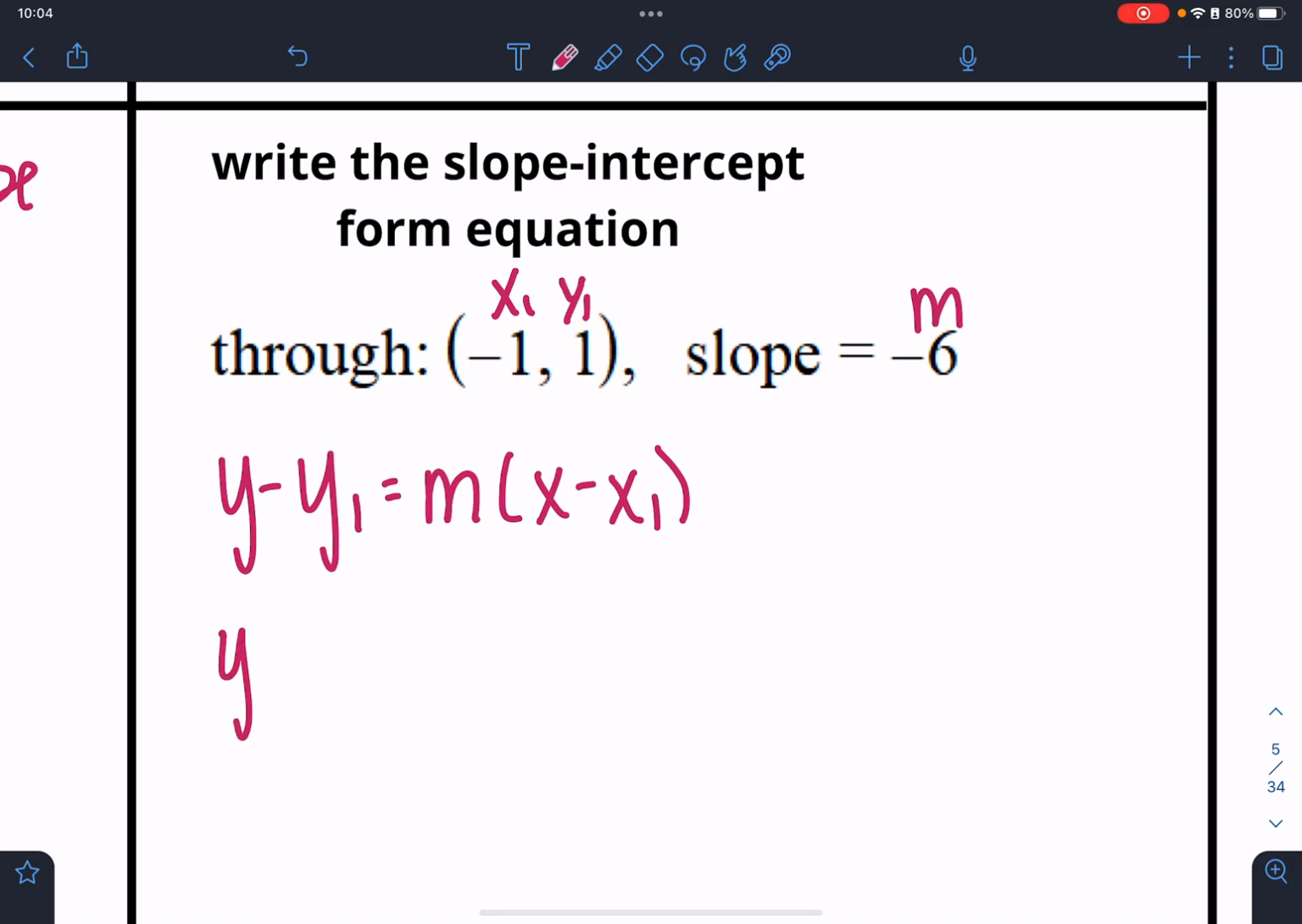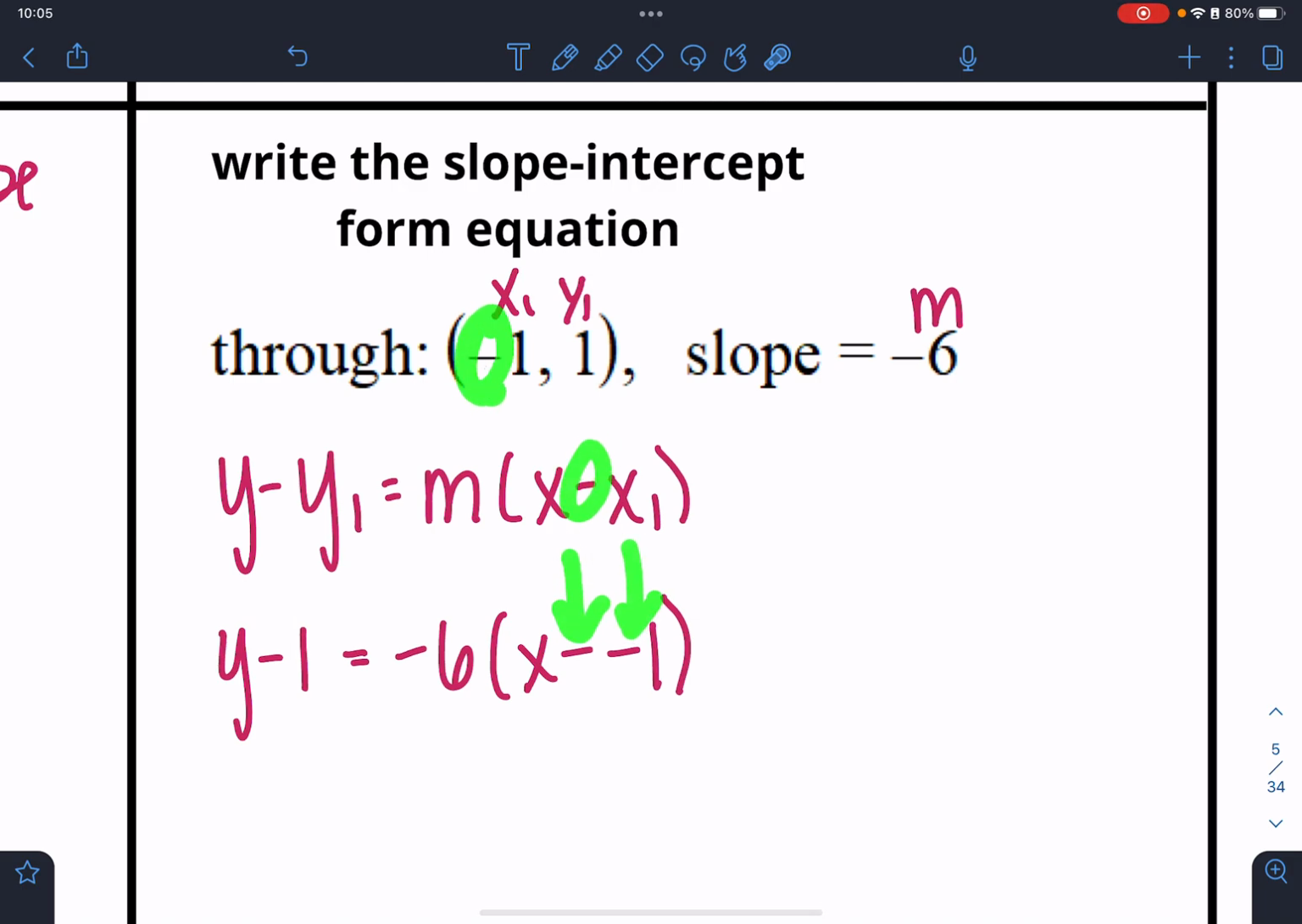So we're going to write y minus, my y1 value is 1. So I substitute that in. That's equal to m. We just said m was my slope, which is negative 6. Parentheses, x minus my x1 is negative 1. So again, pointing out that I have a negative in that formula, but I also have a negative from that ordered pair. So you don't want to lose those. Good. So it becomes plus 1 there.